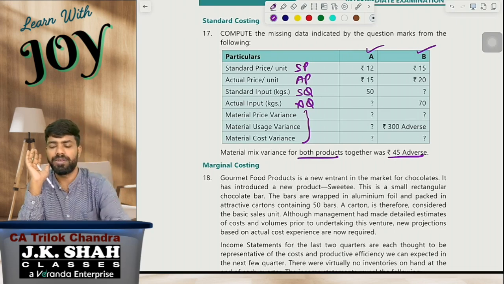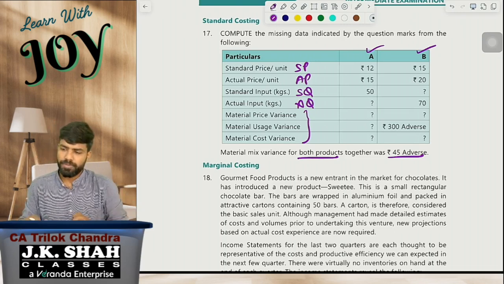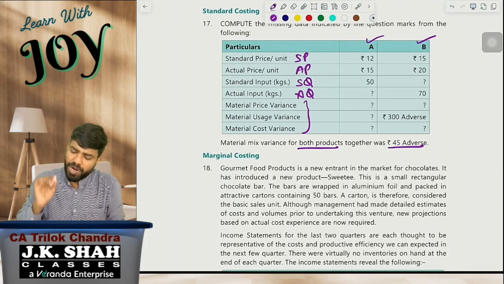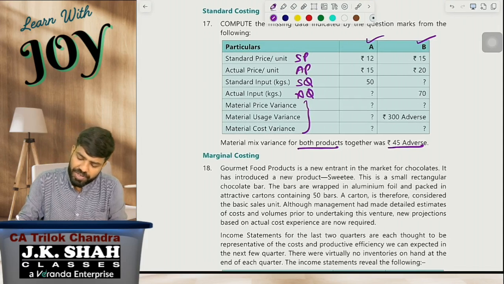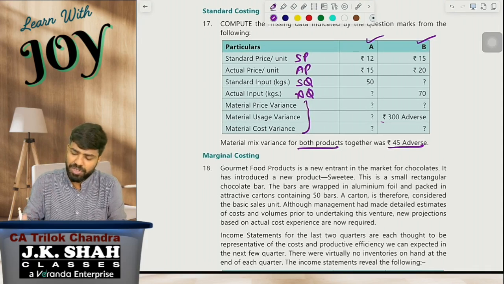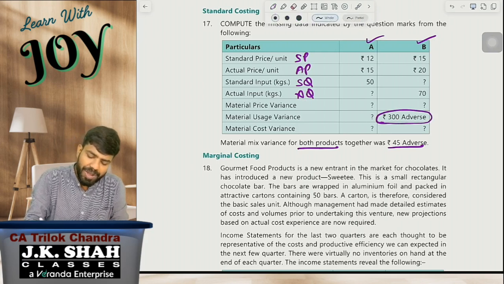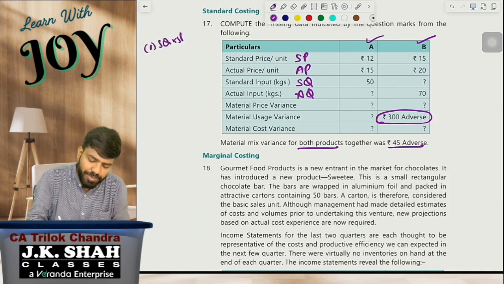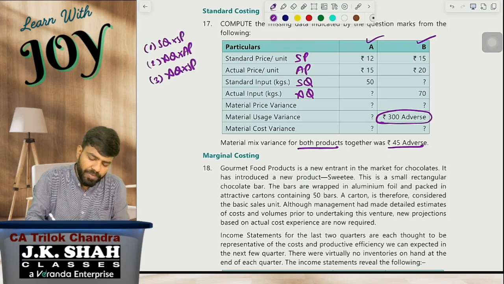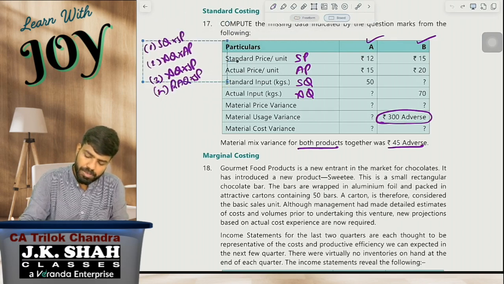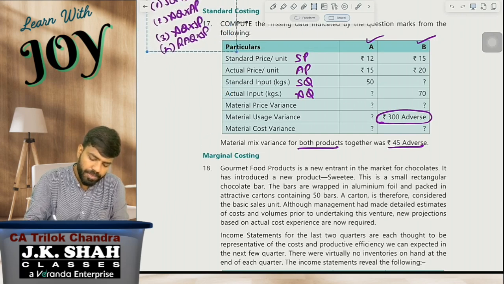Okay, let me explain how to do this. In general, this kind of question, always start with the values they have given: 300 rupees adverse for material usage variance. Listen to me carefully. I already told you my format: first column is SQ into SP, second column is AQ into AP, third column is AQ into SP, fourth column is RAQ into SP. These are the four columns.